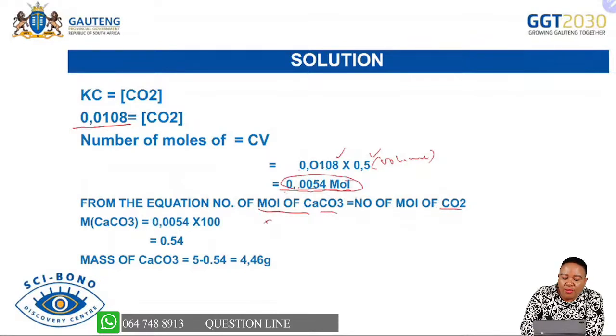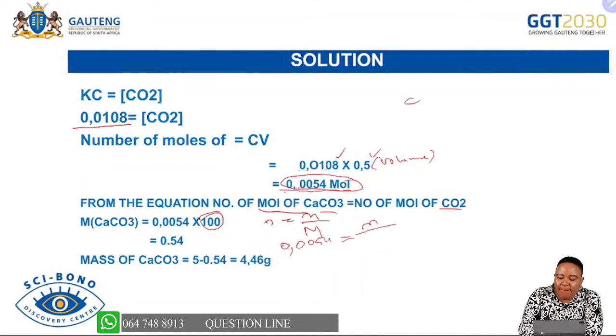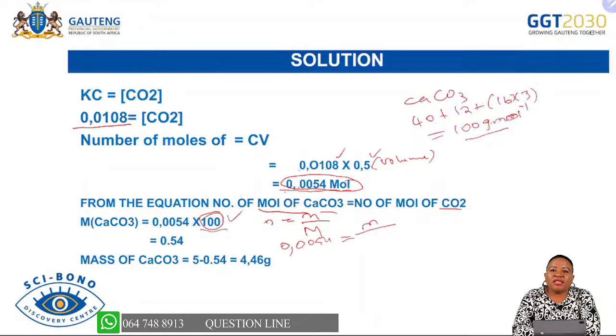Then if we are looking for a mass, we know the number of moles is equal to m over capital M, which is going to be 0.054 equals m divided by the molar mass of calcium carbonate. Calcium is 40 plus carbon is 12 plus oxygen is 16 times 3, which is 48. When you add them together, you will find 100 grams per mole. Then this is where the 100 is coming from, which is the molar mass of calcium carbonate.